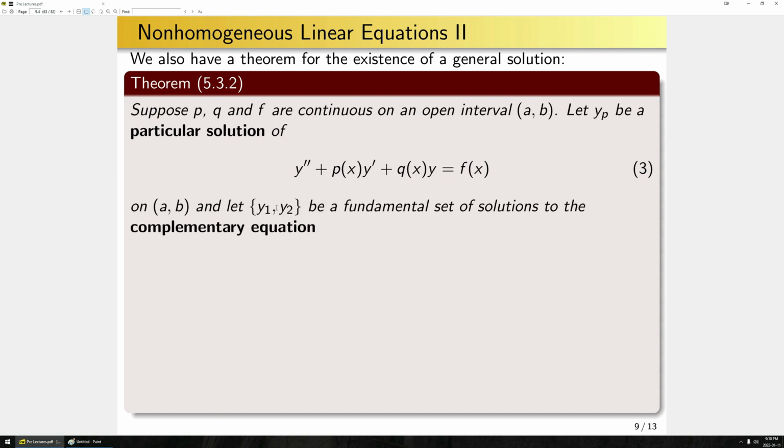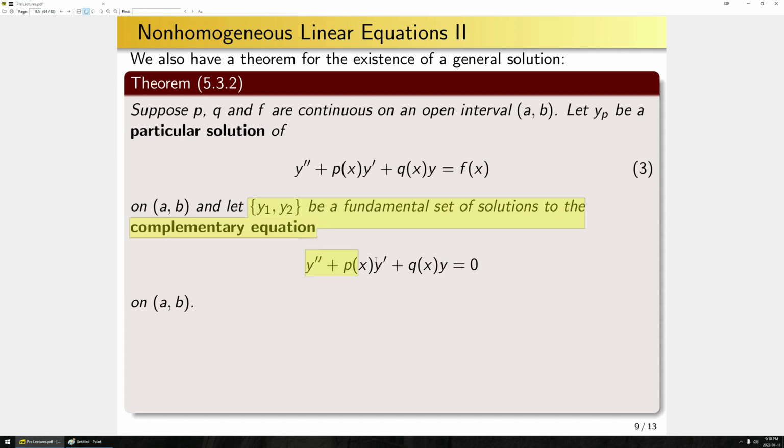And if we let y1, y2 be a fundamental set of solutions to the complementary equation, this thing here. Recall we actually talked about complementary equations when we did first order differential equations. So the same idea here works. If I have a non-homogeneous differential equation, the homogeneous version of that differential equation is the complementary equation.